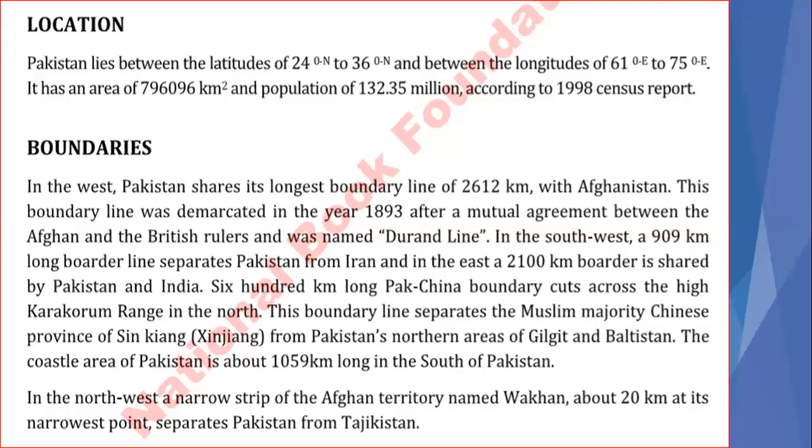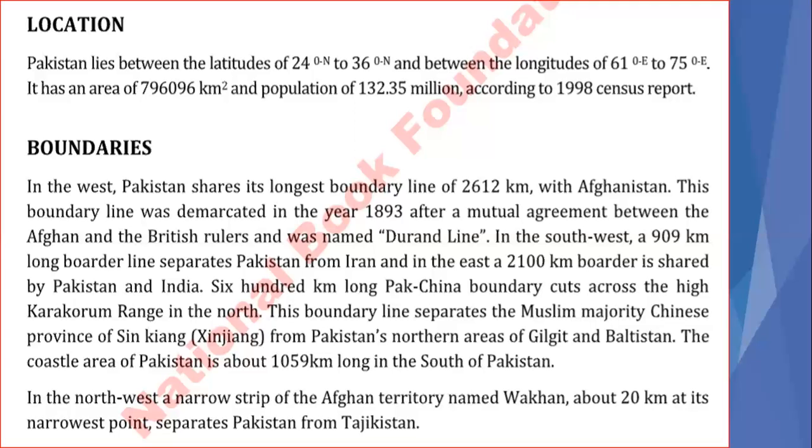The boundary line was demarcated in the year 1893 after a mutual agreement between the Afghan and the British ruler. You know that at that time the British were ruling in the subcontinent, and this boundary line was demarcated between the British and the Afghan government. The name of this boundary line is the Durand Line. In the southwest, Pakistan shares a 909-kilometer-long border with Iran. In the east, 2,100 kilometers are shared by Pakistan and India.